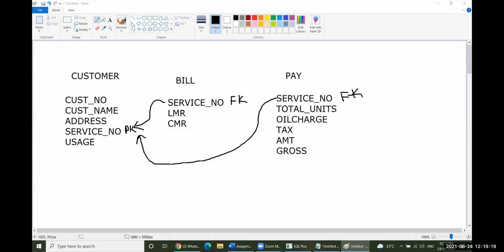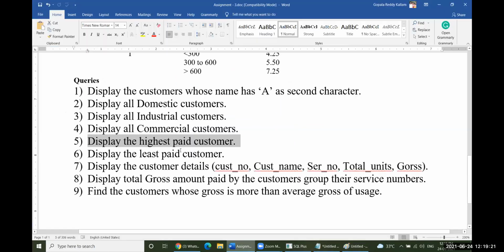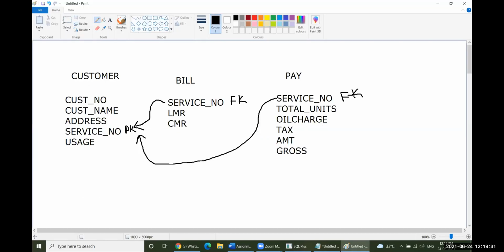Now, what will our query be? Our query will be to display the highest paid customer. Of course, least paid is the same. So we know what the highest payment is here. The highest payment will be taken from this particular pay table. That is, from gross you can identify the highest payment.